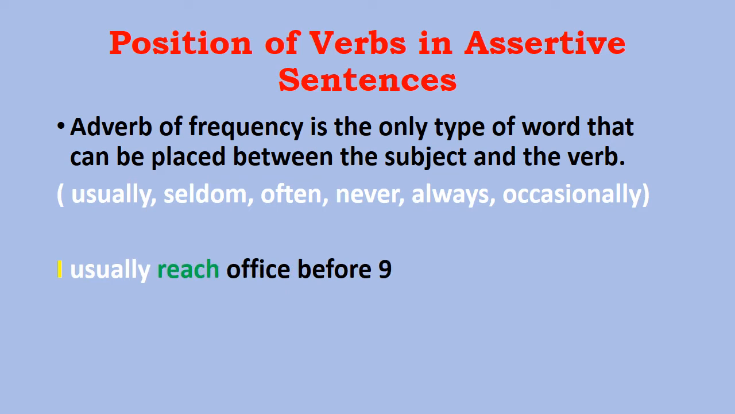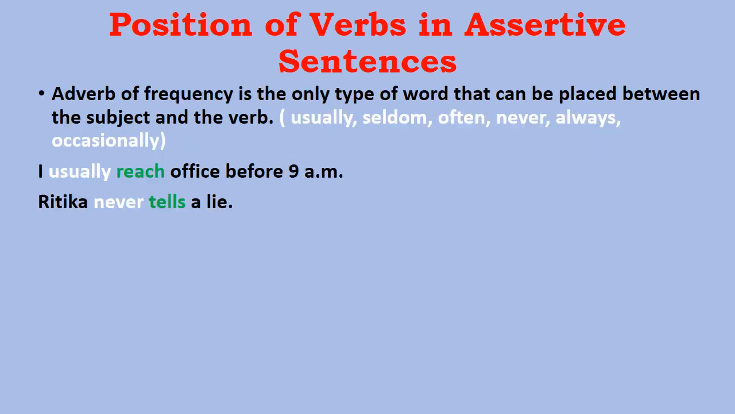Like, I usually reach office before 9 a.m. Here, I is the subject and reach is the verb, and in between we have placed usually, which is an adverb of frequency. Similarly, Ritika never tells a lie. Ritika is the subject and tells is the verb. In between, we have never, which is an adverb of frequency. This is all about when we have a one word verb.